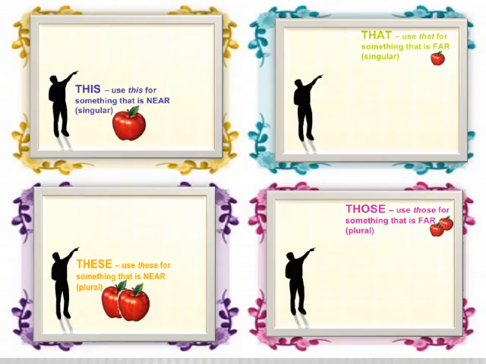So, the demonstrative this is used for something that is near and singular. For example, give this apple to him. The demonstrative that is used for something that is far. For example, give that apple to him. The demonstrative these is used for something that is near and plural. For example, give these apples to him. The demonstrative those is used for something that is far and plural. For example, give those apples to him.